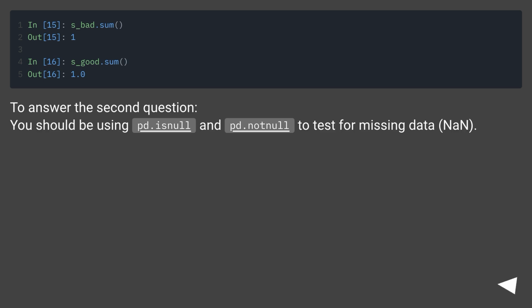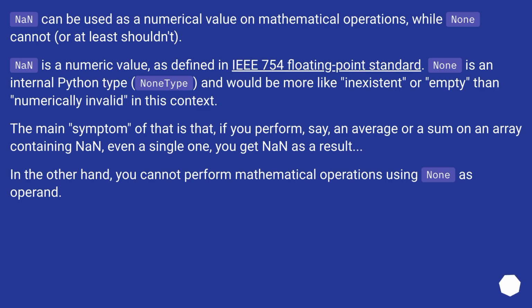To answer the second question, you should be using pd.isnull and pd.notnull to test for missing data, NaN. NaN can be used as a numerical value on mathematical operations, while None cannot, or at least shouldn't. NaN is a numeric value, as defined in the IEEE 754 floating point standard.